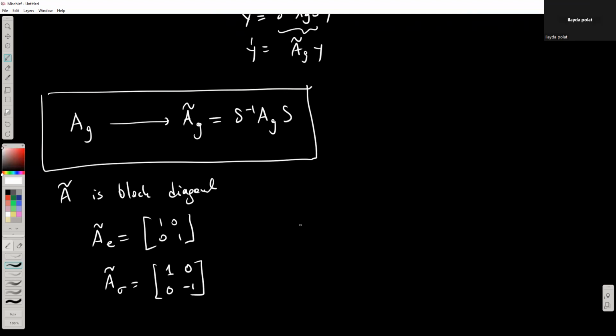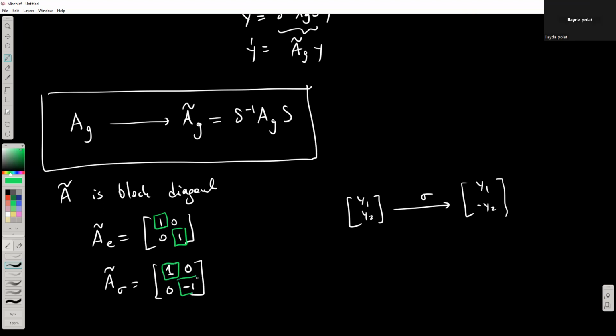it changes. Sorry about that. So if I have y1, y2 coordinates, under reflection, the y1 coordinate doesn't change, but the y2 coordinate changes sign. So y1 is the axis where the mirror was. As a result, the transformation here is this. The idea is that this is block diagonal. There are these two diagonal blocks here. They are one-dimensional, and they also correspond to irreducible representations.